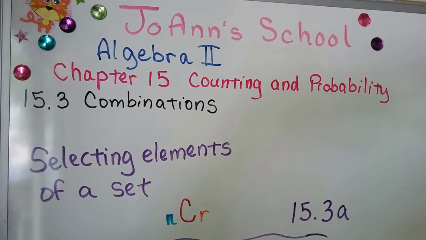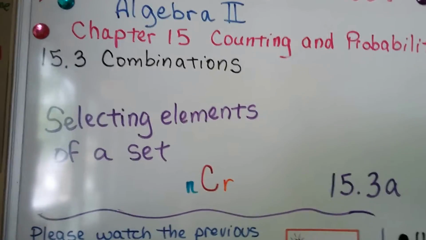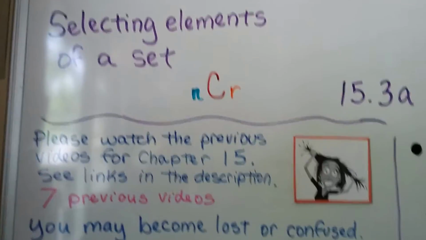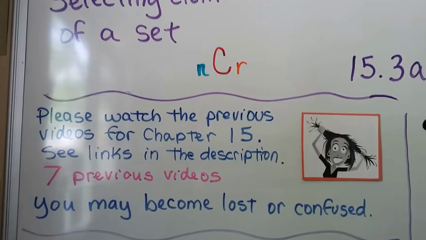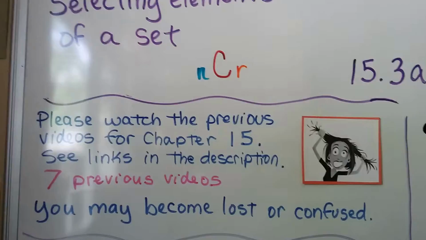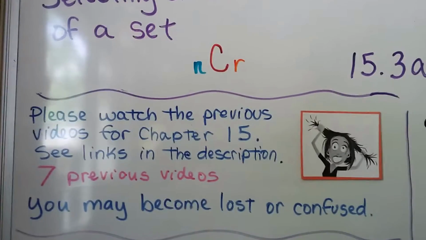Selecting elements of a set, lesson 15.3a. We're talking about combinations here, and if you haven't seen the previous 7 videos, you might become lost or confused, and they're linked in the description. You wouldn't go from level 1 to level 7 on a video game, would you? You'd lose a lot of information and tools.